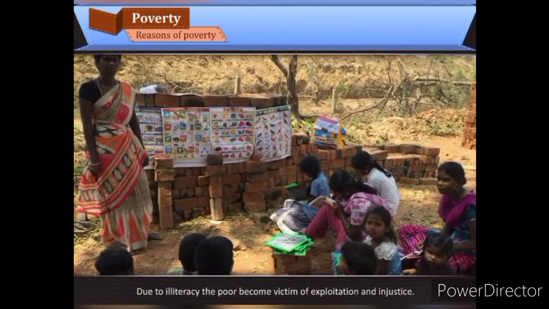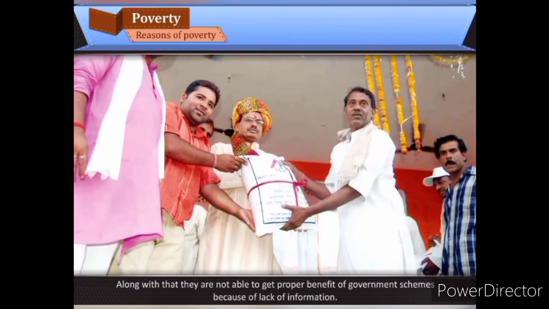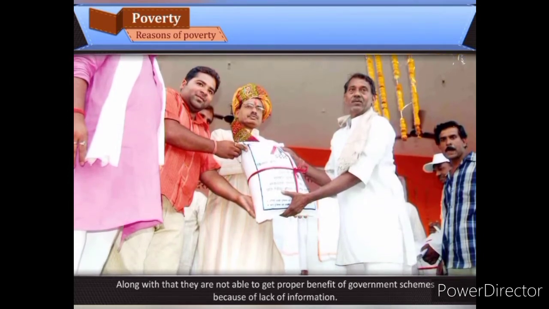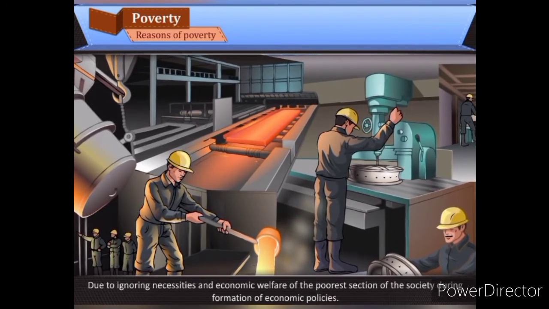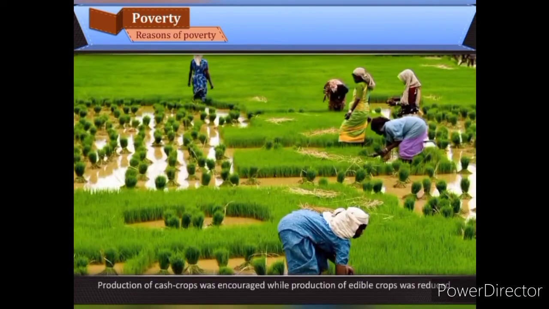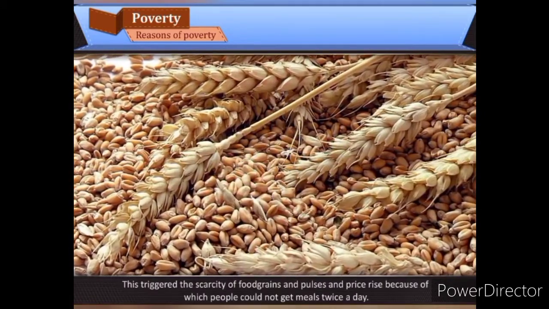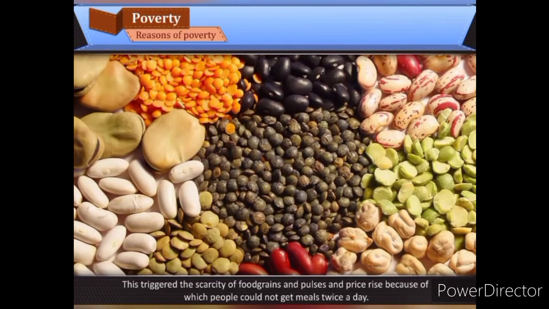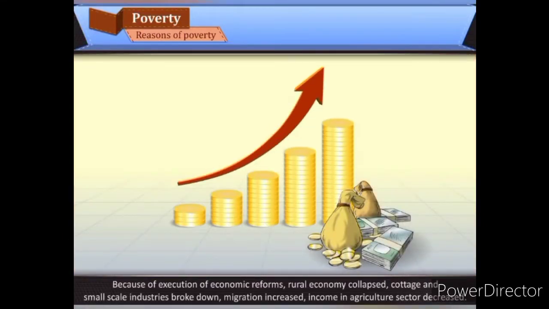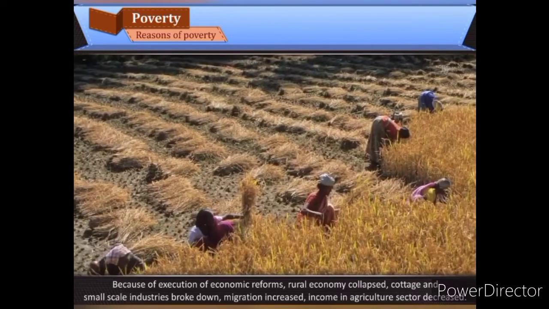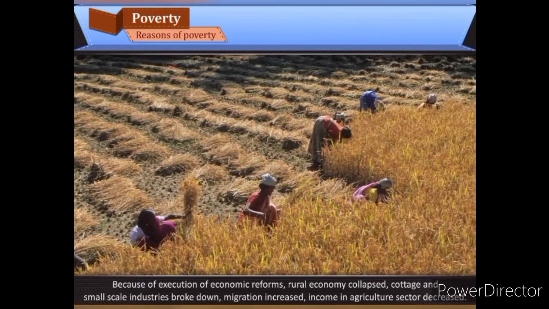Due to illiteracy, the poor become victims of exploitation and injustice. Along with that, they are not able to get proper benefit of government schemes because of lack of information. The necessities and economic welfare of the poorest section of society were ignored during the formation of economic policies. Production of cash crops was encouraged while production of edible crops was reduced. This triggered the scarcity of food grains and pulses and a price rise, because of which people could not get meals twice a day. Because of the execution of economic reforms, the rural economy collapsed, cottage and small-scale industries broke down, migration increased, and income in the agriculture sector decreased.